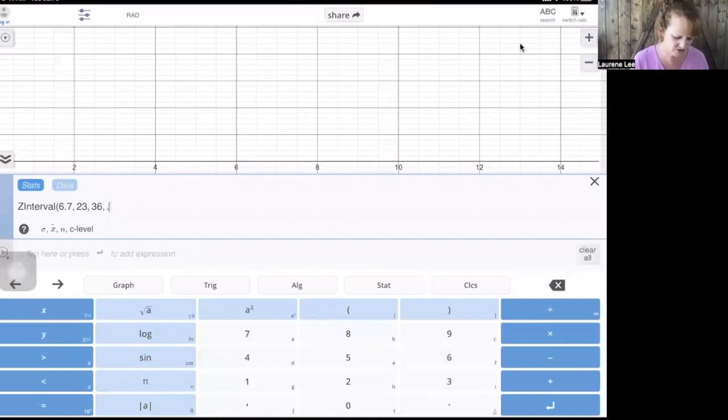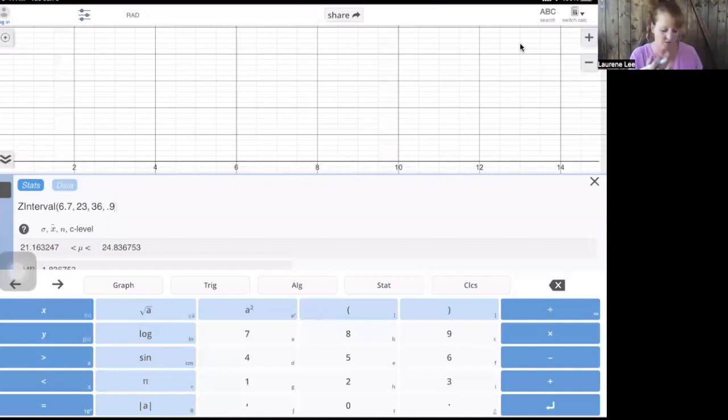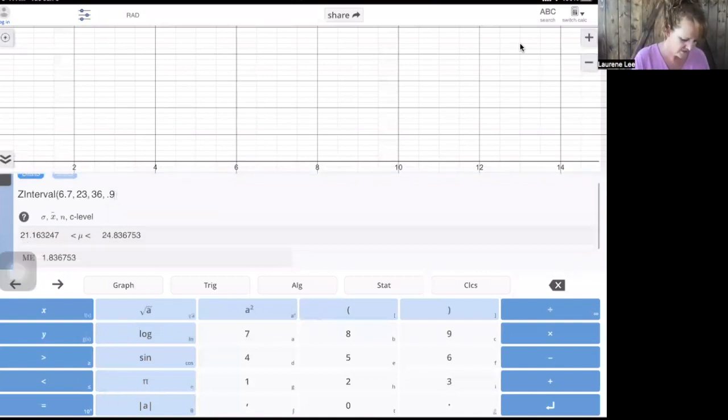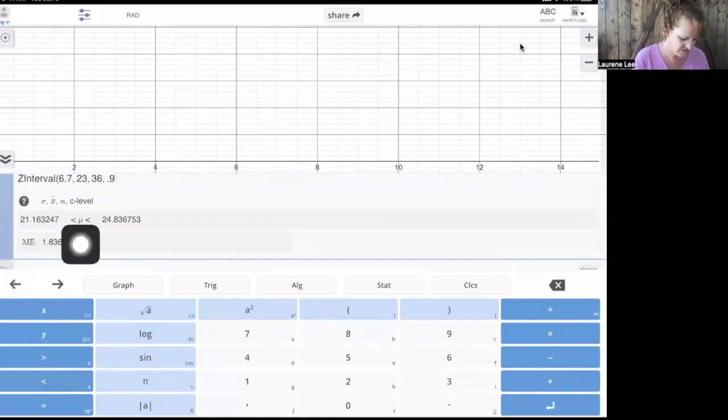Remember, percentages always as decimals, okay? And what you'll see here is that is your confidence interval. This means that a confidence interval for the population mean, because remember, that's what we're trying to estimate. That's why it says mu and not X bar, is between 21.16 and 24.83.